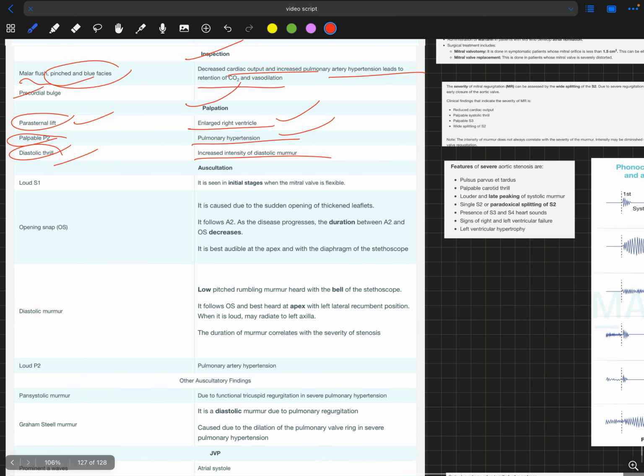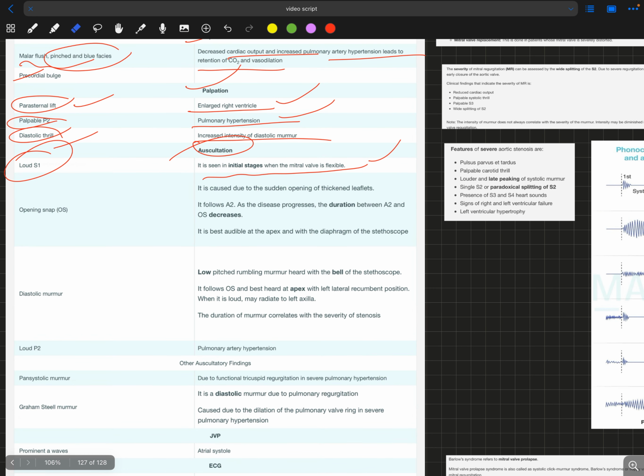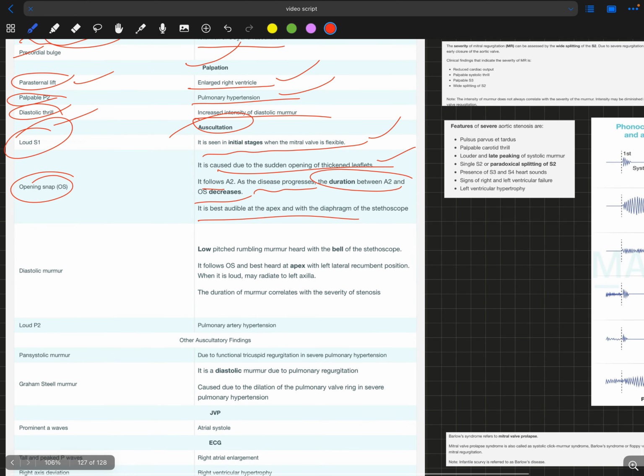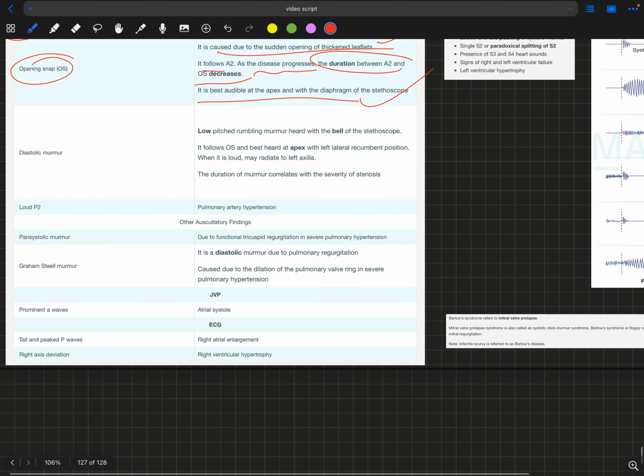Parasternal lift is due to an enlarged right ventricle, palpable P2 is due to pulmonary hypertension, and diastolic thrill is due to increased intensity of the murmur. Loud S1 will be there on auscultation in MS, seen in the initial stages when the mitral valve is flexible. An opening snap will be there on auscultation. It is caused by sudden opening of the thickened leaflet. It follows A2. As the disease progresses, the A2-OS interval decreases. It is best audible at the apex with the diaphragm of the stethoscope.